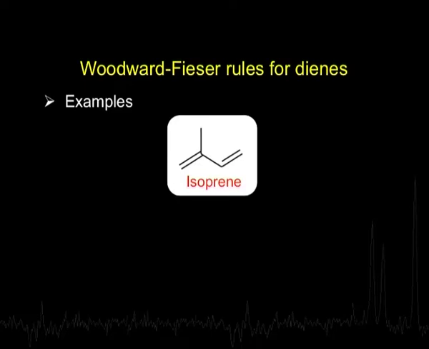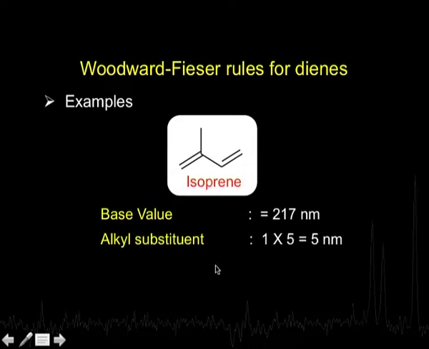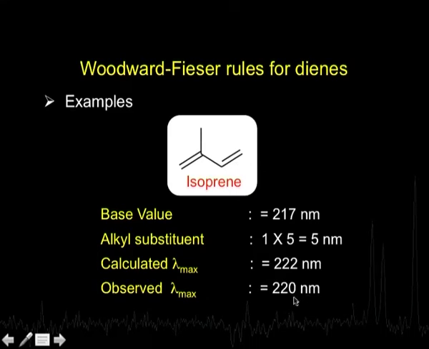Let us take these examples now. The first example is the simplest one, isoprene. Here the chromophore is an alicyclic diene, the base value is 217 nanometers, and there is only one alkyl substituent. So it will be 1 into 5, that is 5 nanometers, and there is nothing else. The calculated lambda max value will be the sum of the two, 217 plus 5, which makes 222 nanometers, and the observed value is about 220 nanometers. The agreement is reasonably okay.